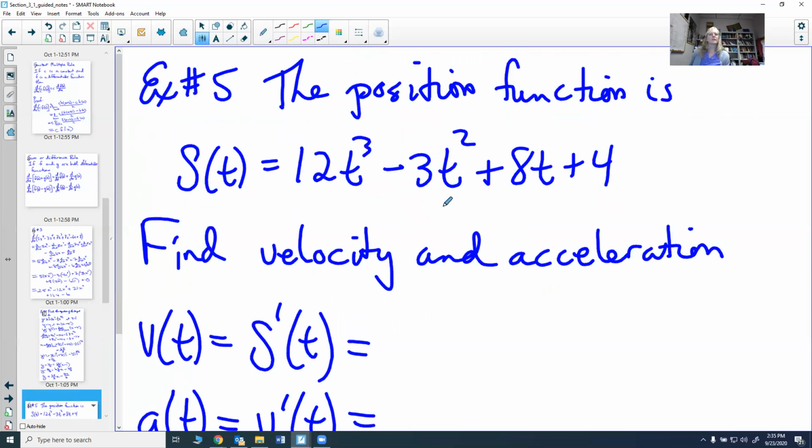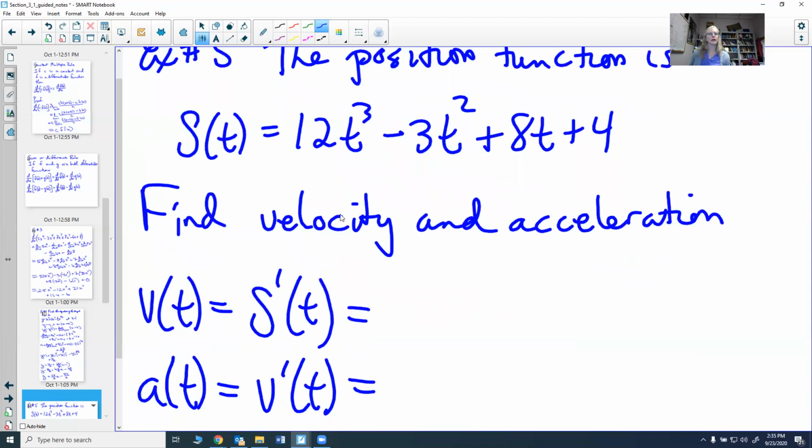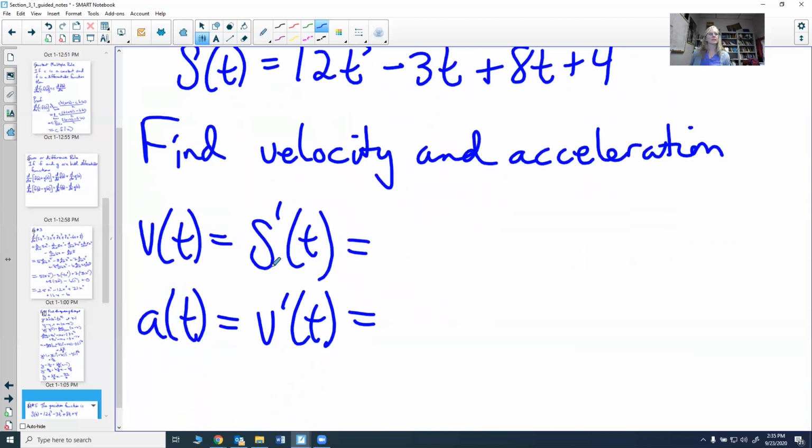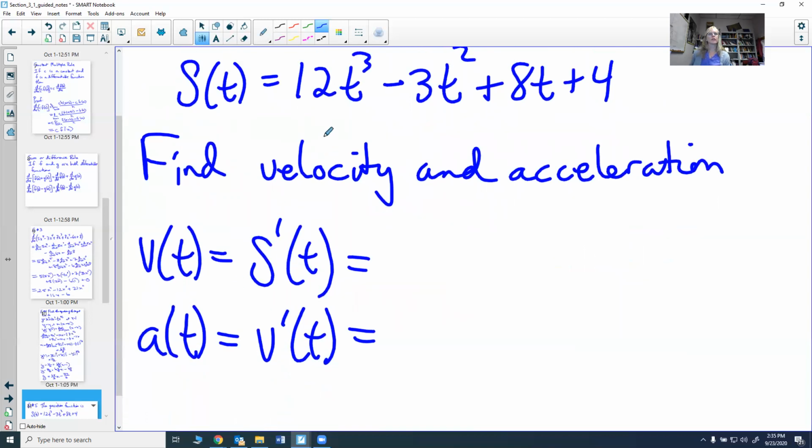Let's say we have the position function 12t cubed plus 3t squared plus 8t plus 4, and that's what s of t is equal to. I want to find the velocity and the acceleration. Remember, the velocity is the derivative of the position. So all we have to do is find the derivative of this. We're going to bring the power down. So 12 times 3, that's 36t squared. 3 times 2, that's going to be 6t plus 8.